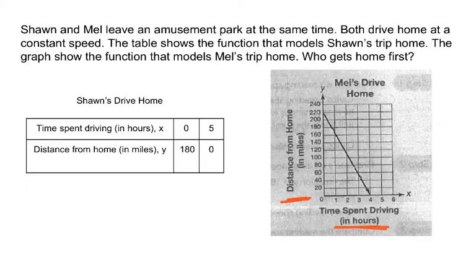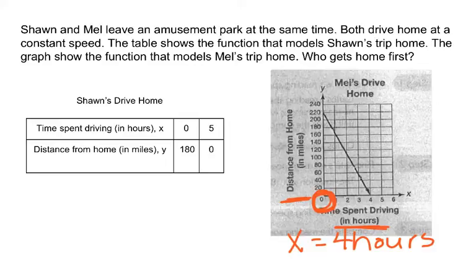So we're looking for the x-axis, or the x-intercept, because at 0 miles from home, that means we're there at our destination. And we can look where the line crosses the x-axis, which tells us how many hours it took us to get to that 0 distance, okay? So the x-intercept for Mel is 4 hours. It took her 4 hours to get home.